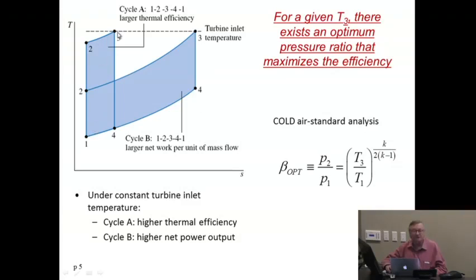Now, I will then demonstrate using cold air standard analysis during the class on the blackboard, because that will slow me down, that the actual optimum compression ratio, which is the best ratio between the high pressure stage and the low pressure stage of the compressor, is scaled as T3, which is the maximum temperature you can put in, divided by T1 to the power K over 2 times K minus 1, where K is the ratio of Cp over Cv. So a typical number for K at air is about 1.4. And that gives you one design parameter that is really fixed by the metallurgy of your blades.